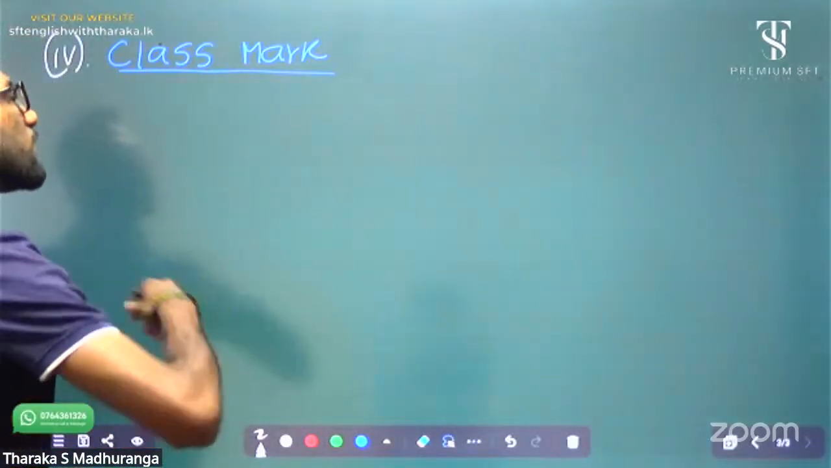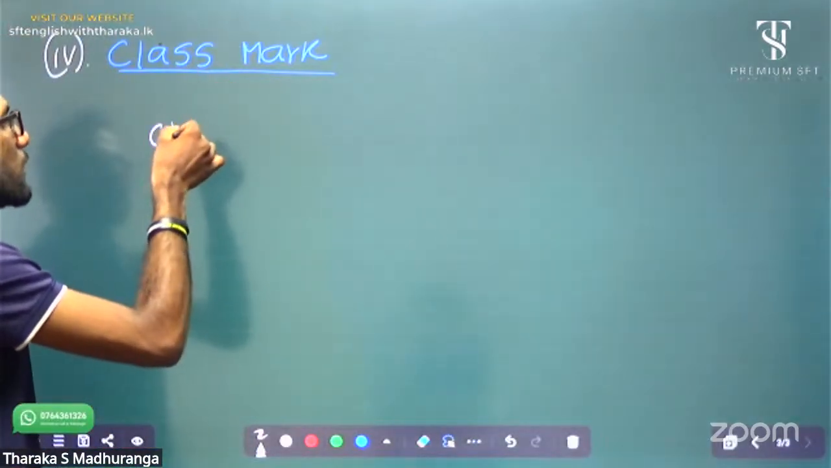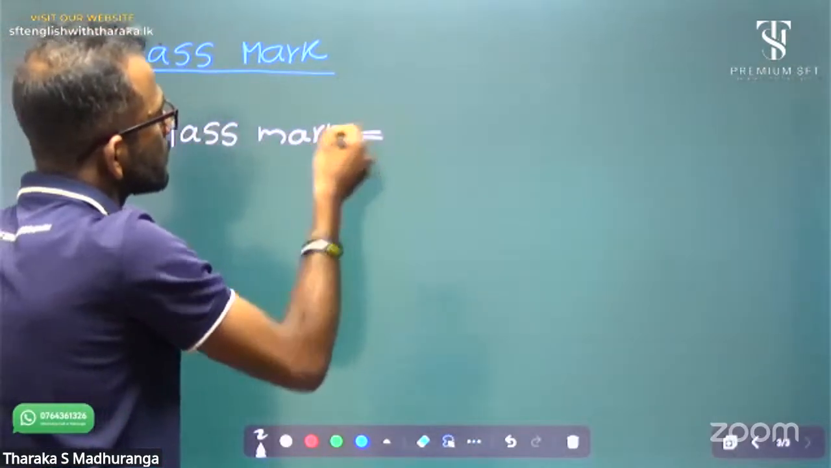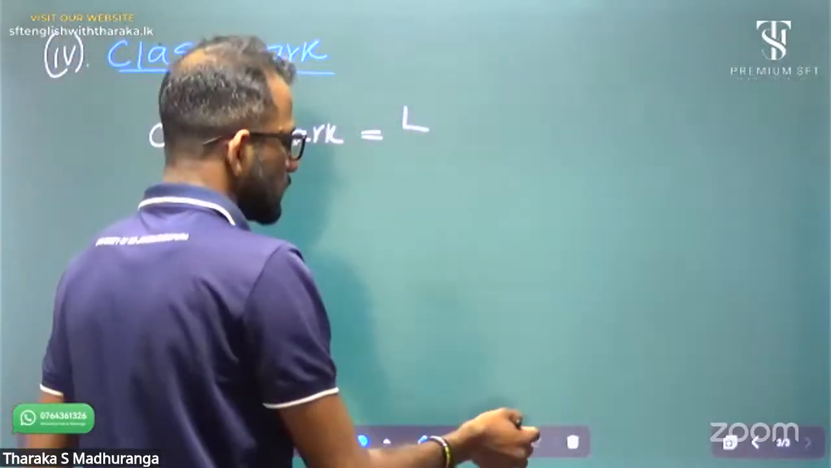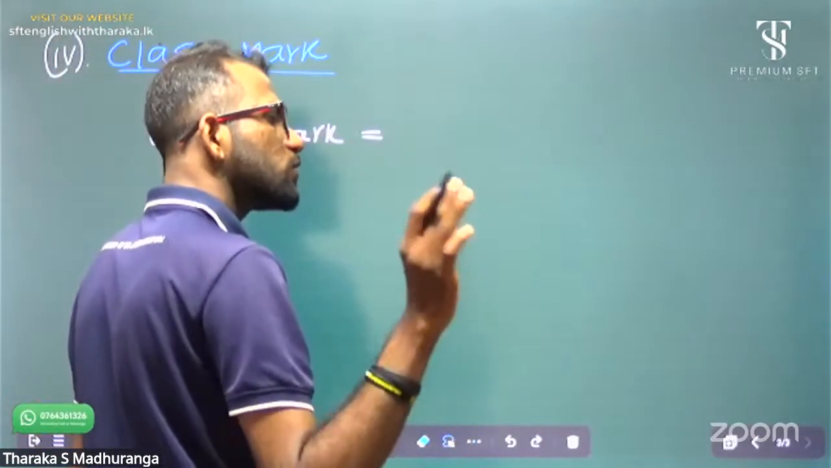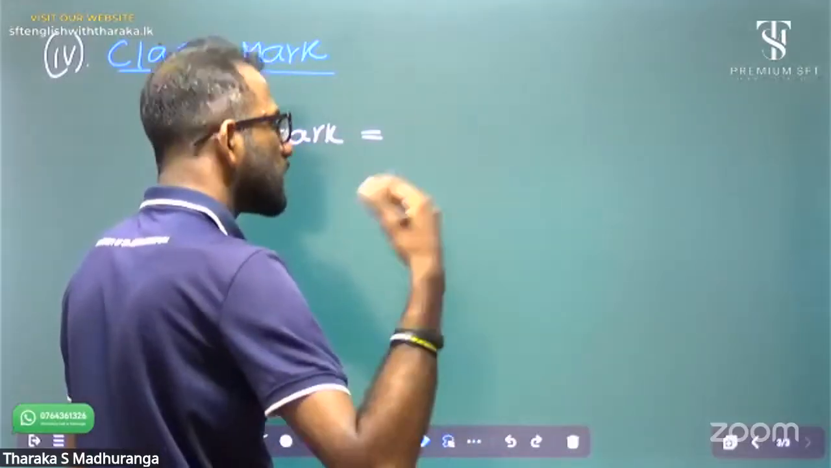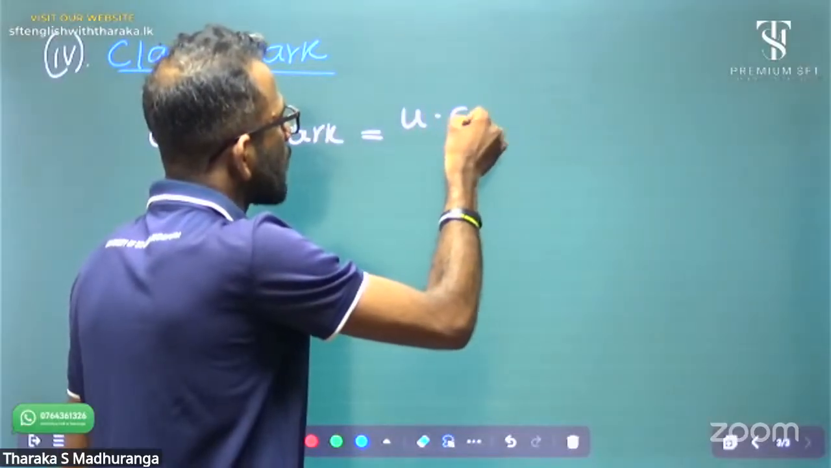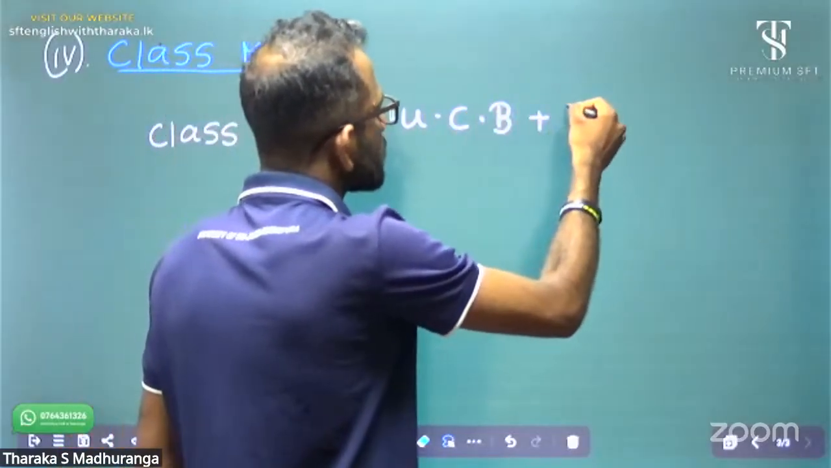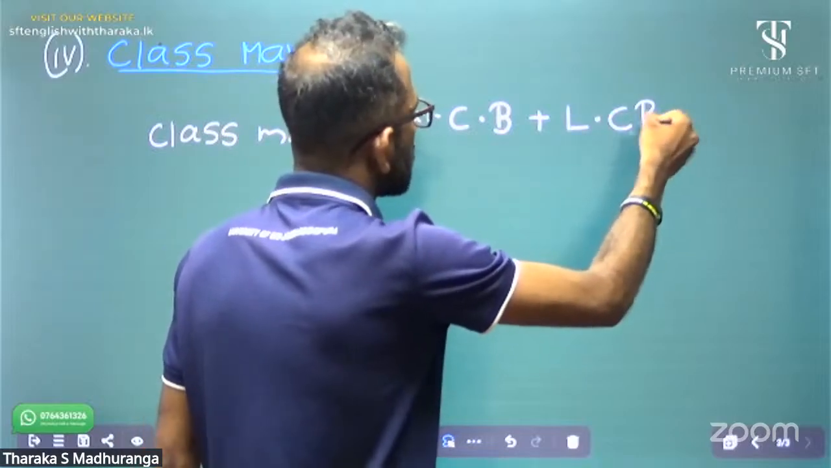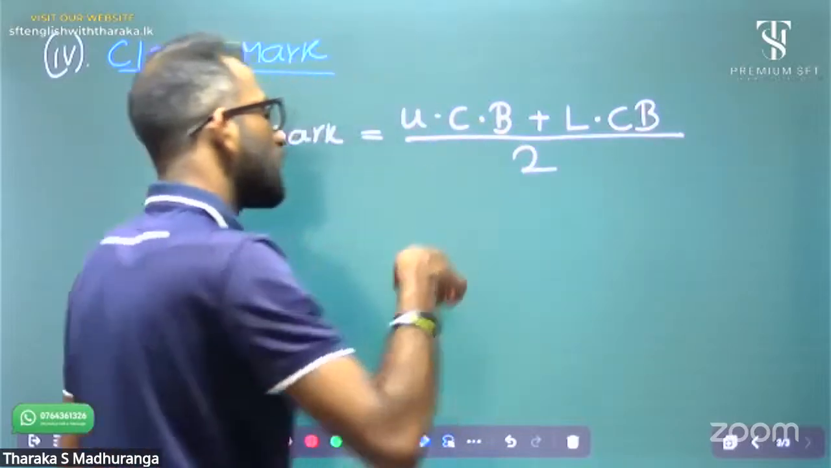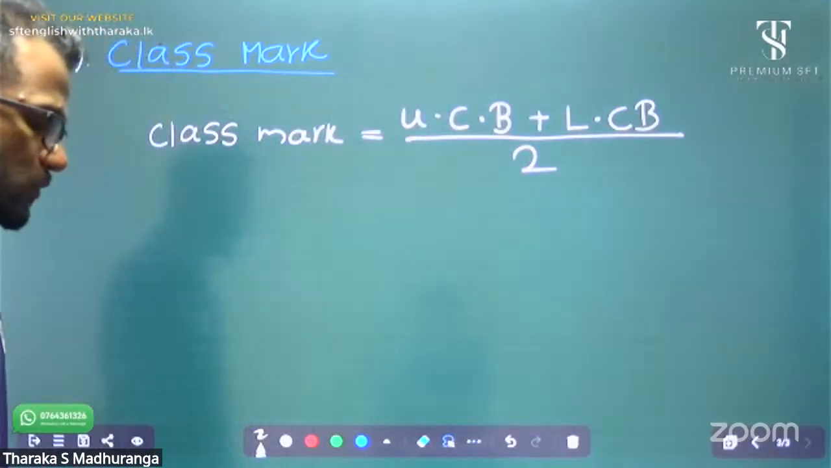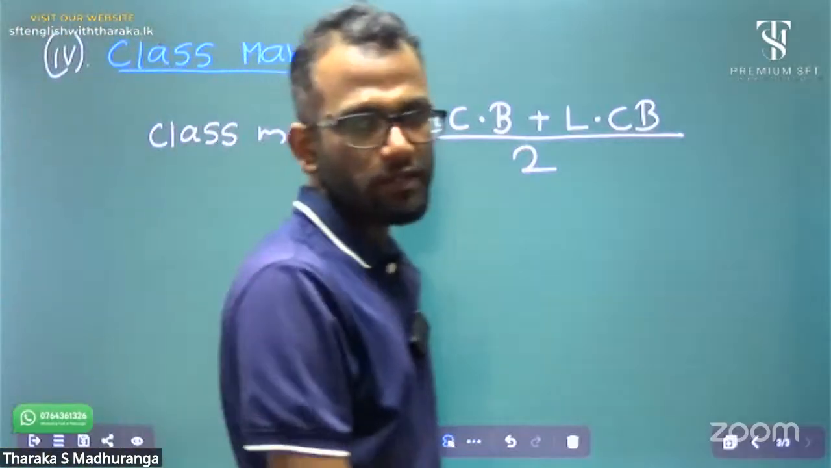Okay, how do we calculate this class mark? Class mark equals upper class boundary plus lower class boundary, divided by 2. Always remember to use boundaries. Limits also work, but it is better to use boundaries. Simple. That's the class mark equation.